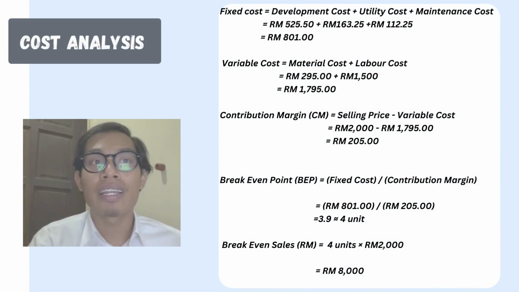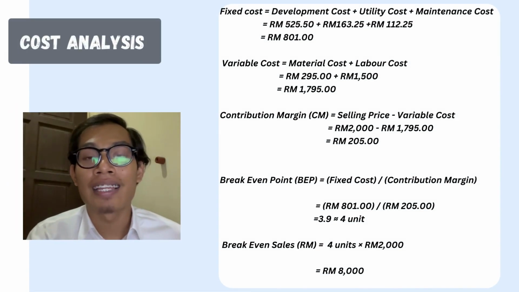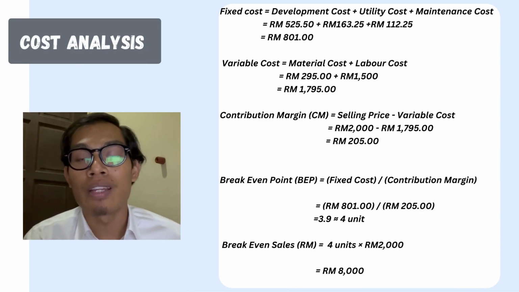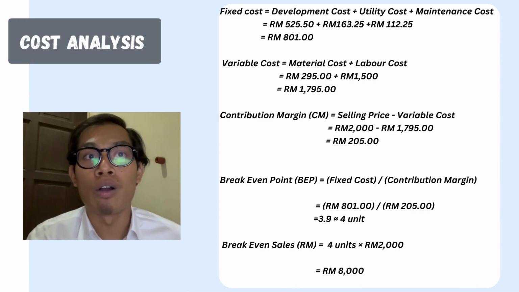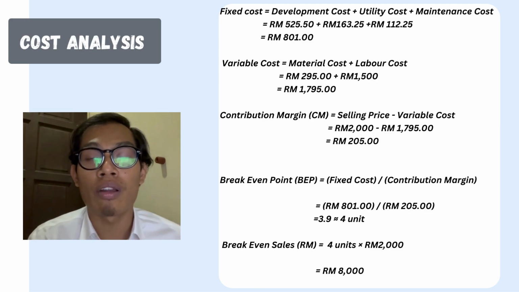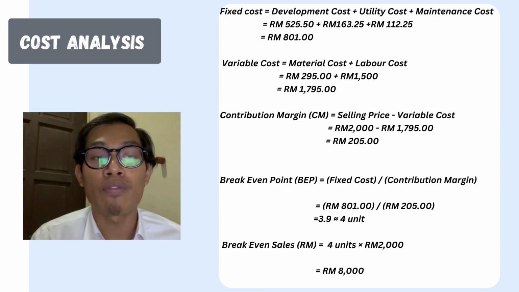So this is the break-even analysis for our project. The break-even analysis calculates the level of sale or production needed to cover all costs, both fixed and variable. So from the calculation, we got 8,004 units to cover all the costs.